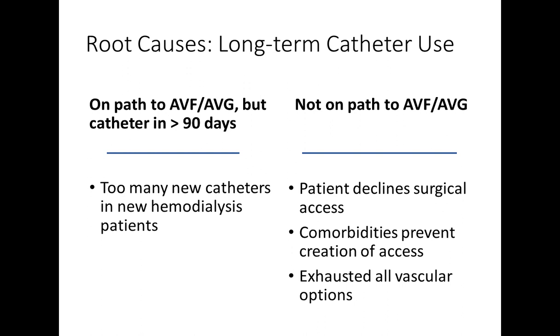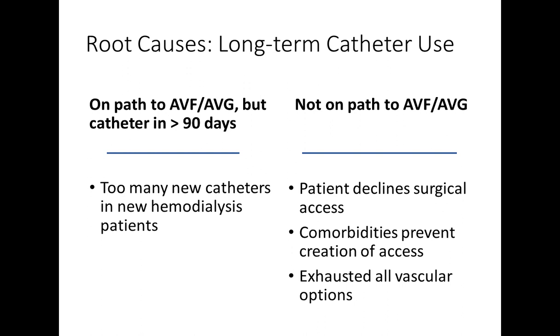As we think about other root causes for long-term catheter use, I tend to group people into two different categories. There are those who are on track to have a surgical access created, but it takes longer than 90 days. And then there are those who are not on track, either because they have at some point fallen off the pathway, or occasionally where a fistula graft may not actually be the best access choice for them. I've listed only the tip of the iceberg here in terms of a few examples, but I'm going to try and touch on each one of them in the upcoming slides.